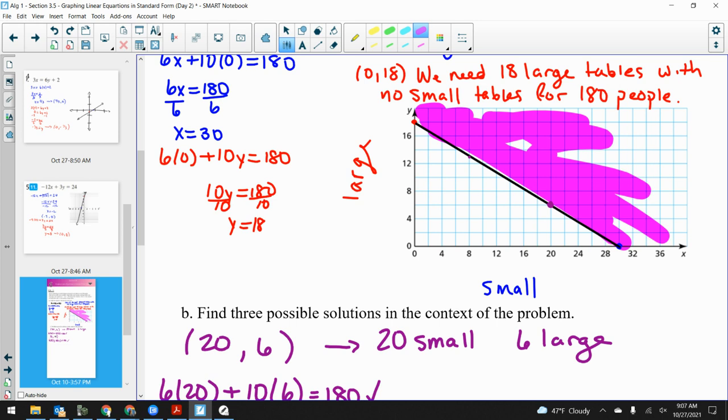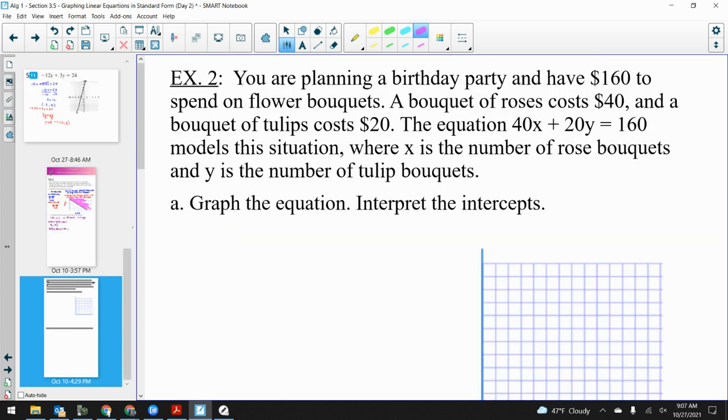Okay, let's jump to the next problem because I don't want to get to this one too. Ooh, we're running out of time. I got 10 minutes to do this problem, people. 10 minutes. That's an eternity in math class. That's right. I feel like I say that a lot of times.